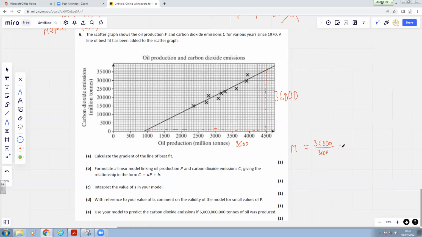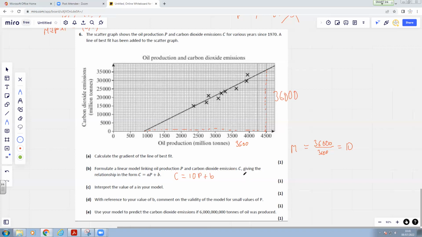There we go. That's the gradient of the line of best fit. Formulate a linear model linking oil production and carbon dioxide emissions, giving the relationship in the form C equals A plus PB. Well, we can see it's definitely C equals 10P plus B straight away.